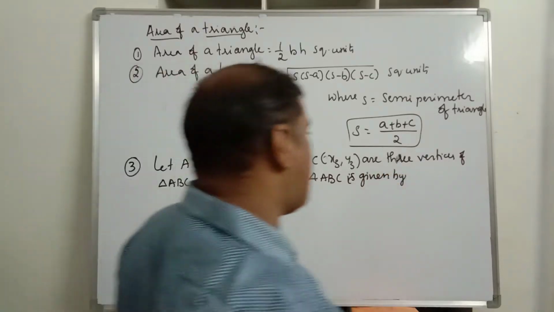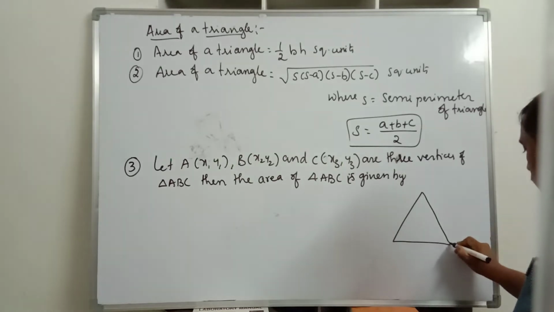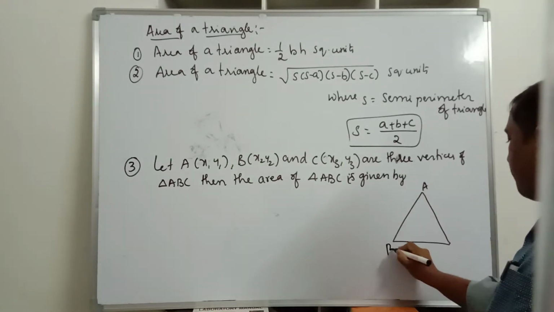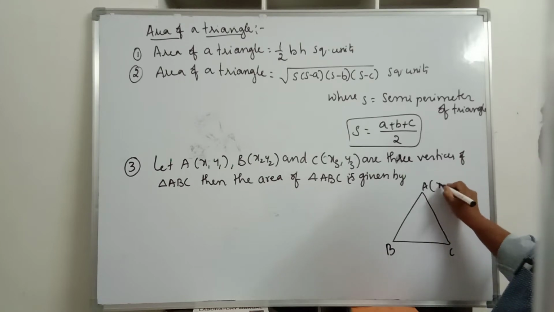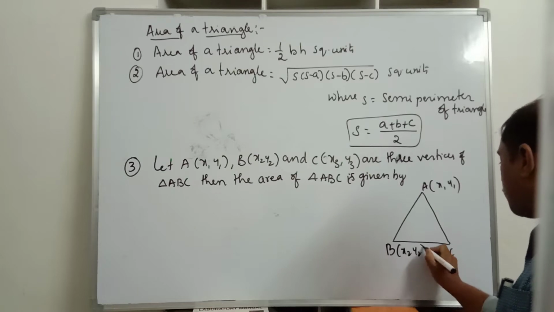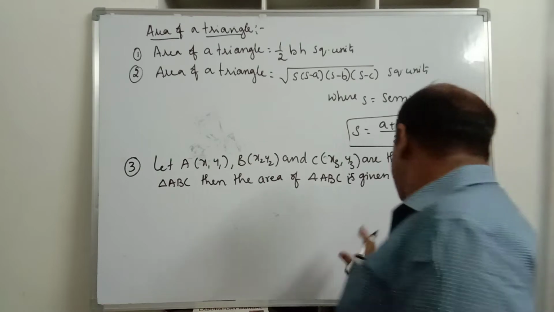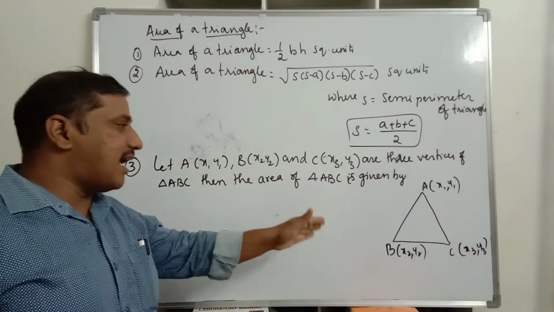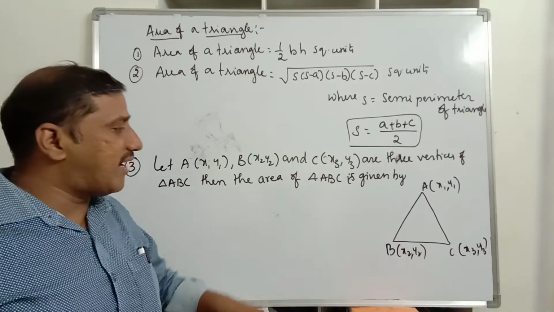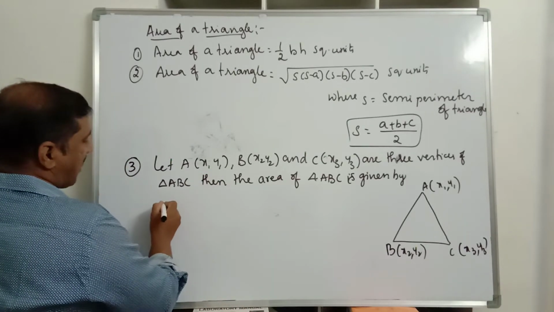See the figure, you can draw a rough figure. So this is a triangle ABC whose vertices are A, B and C. Vertex A has coordinates x1, y1, vertex B has coordinates x2, y2, and vertex C has coordinates x3, y3. Then the area of triangle ABC is represented with the letter delta.